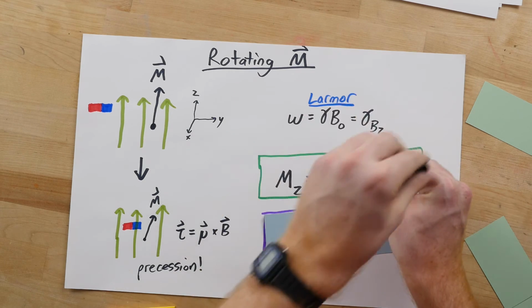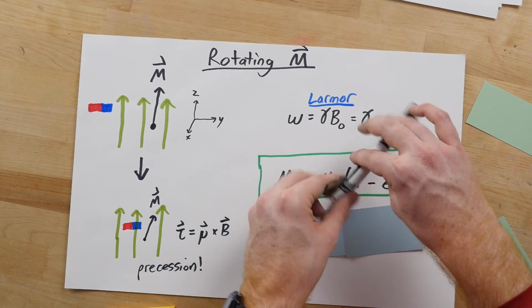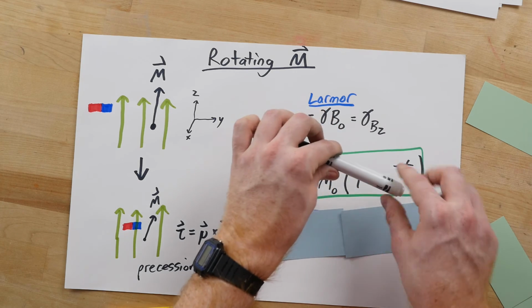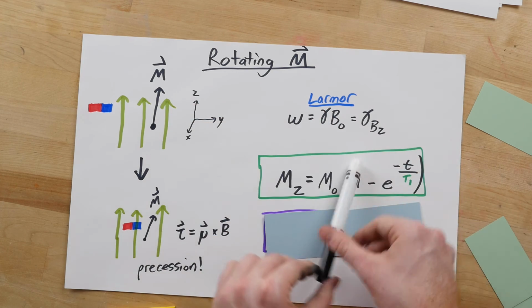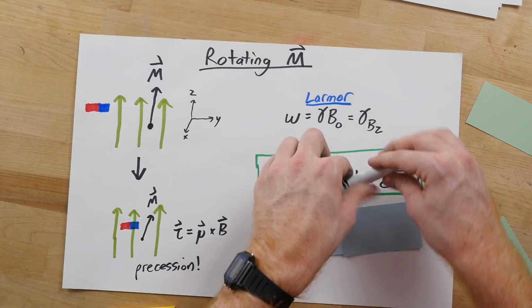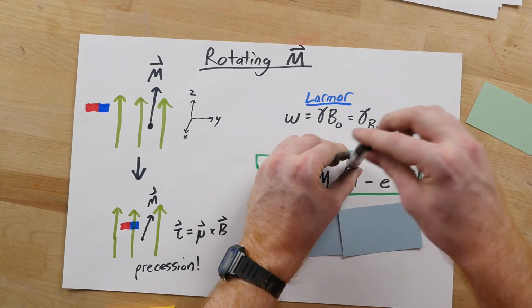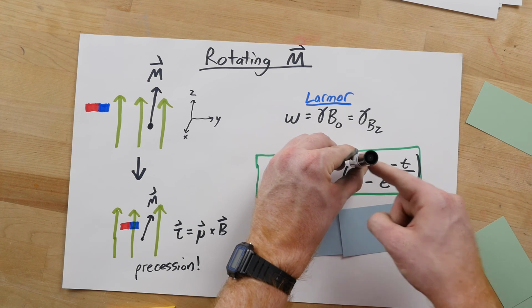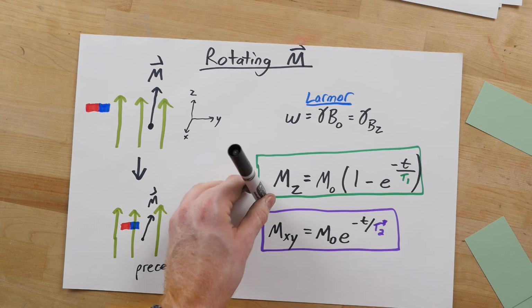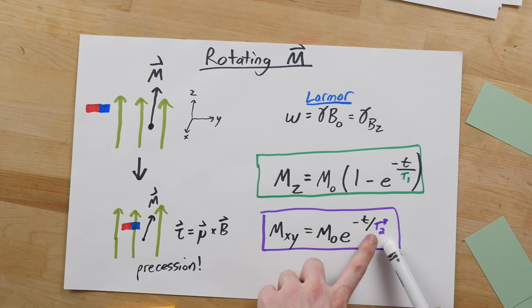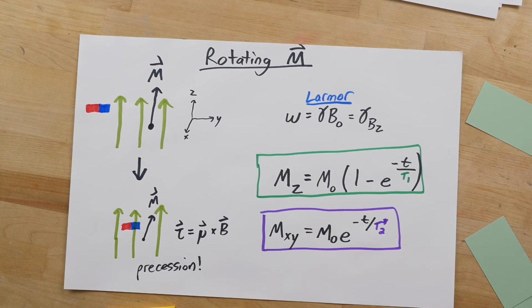Now, when we had this precession that went all the way down to the plane, we created an Mxy component of our magnetization vector because it was now rotating in this perpendicular plane. As it comes back up, it's going to lose that value because it's only in the Z direction, so we will have exponential decay described by T2 star, which represents the decay of the Mxy component.